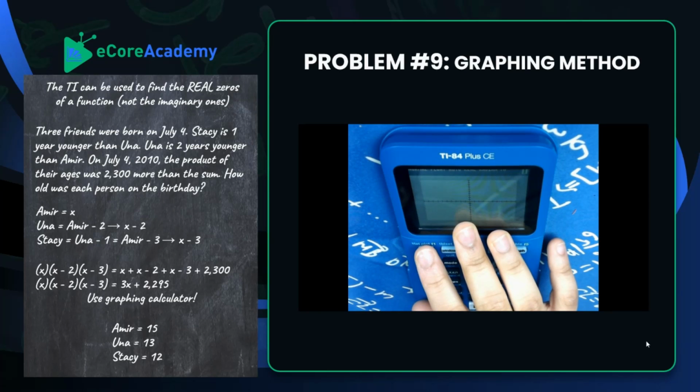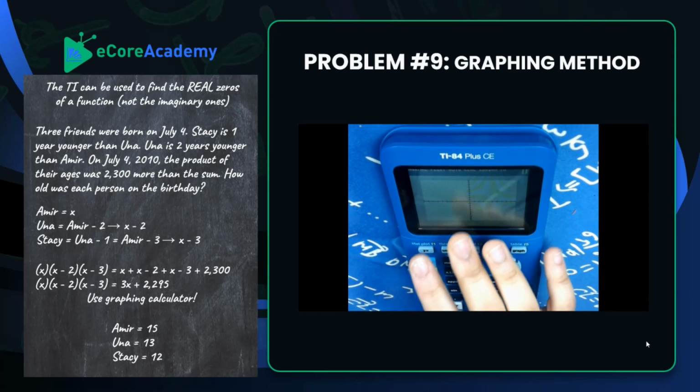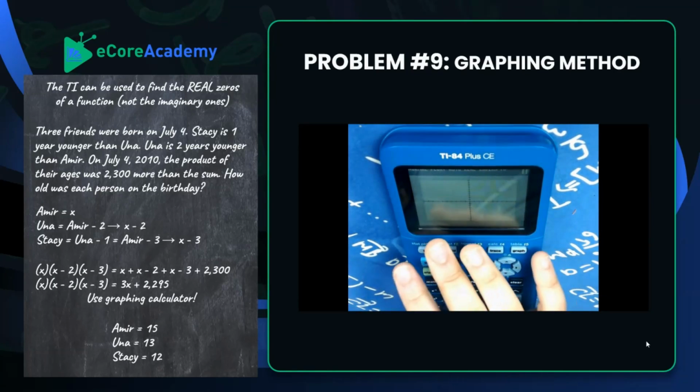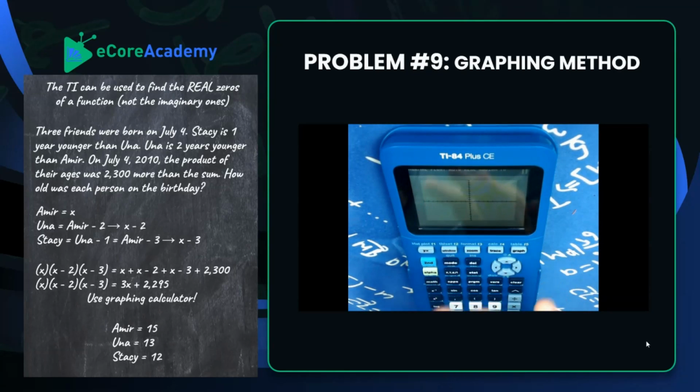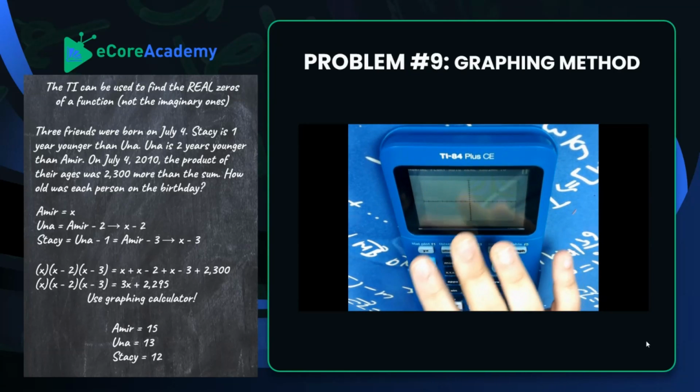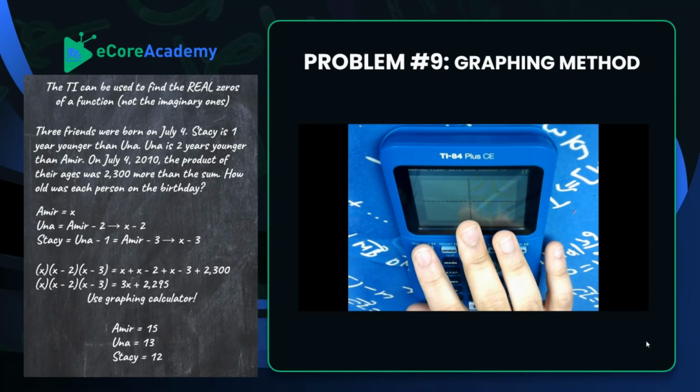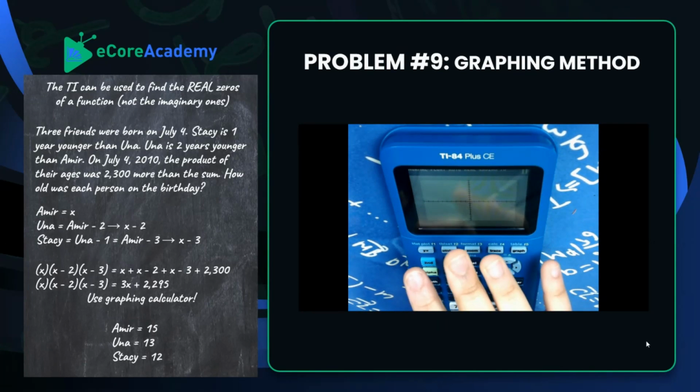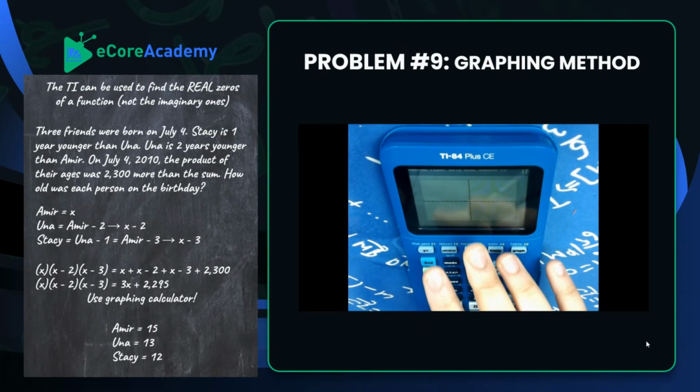How old was each person on the birthday? Okay, so we have three friends and they all share a common birthday, which is July 4th. The three friends are Stacy, who's the youngest, Una, who's the middle, and Amir, who is the oldest. Now, in this problem, we're looking at a specific birthday which occurs in the year 2010.